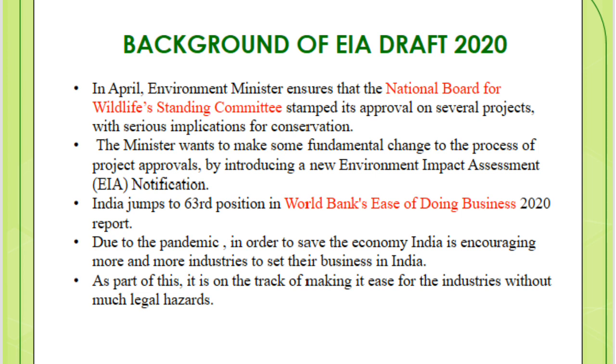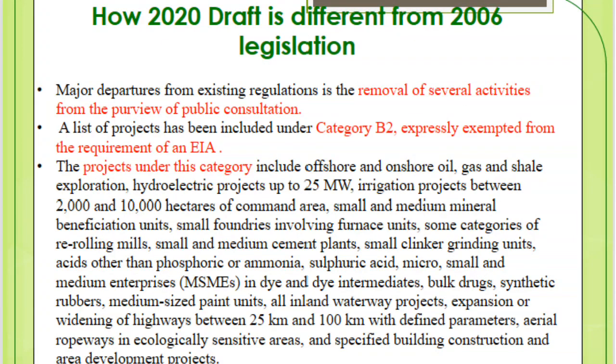India jumps to 63rd position in the World Bank's Ease of Doing Business 2020 report. Due to the pandemic, in order to save the economy, India is encouraging more and more industries to set up their business in India. As part of this, it is on the track of making it easy for the industries without much legal hazard. Then how is the 2020 draft different from the 2006 legislation of EIA?